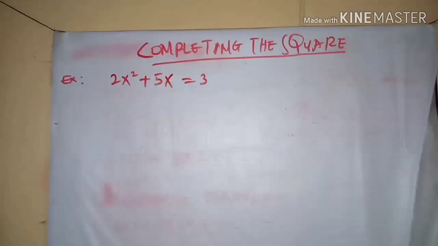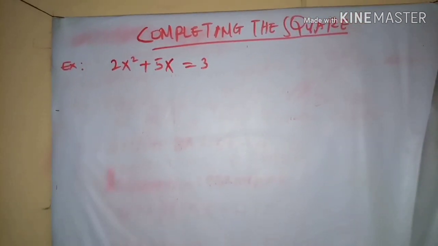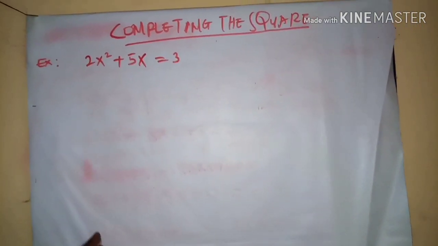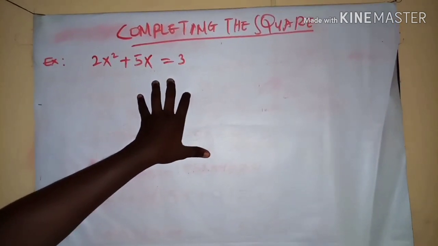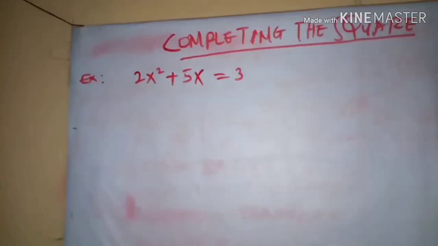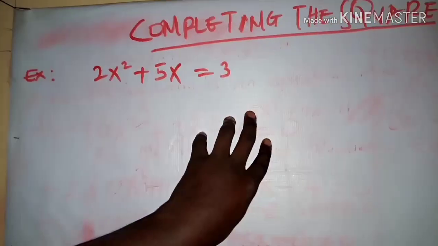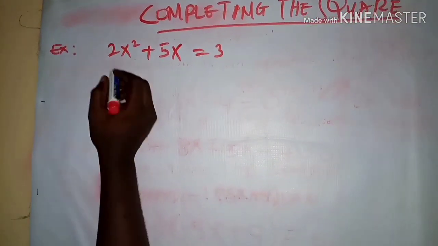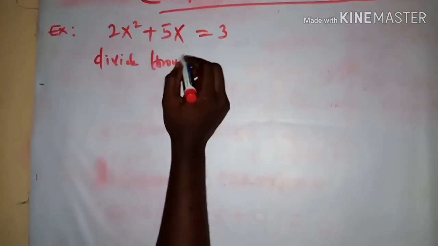So guys, for the second method, we have the completing the square method. This method is quite a little bit easy. I prefer this method to most of the methods that we use, and the reason is that this method is a direct approach to what we do in quadratic equations. So I have an example: 2x squared plus 5x is equal to 3. For the completing the square method, we'll first divide through by the coefficient of x squared, which is 2. Divide through by 2.